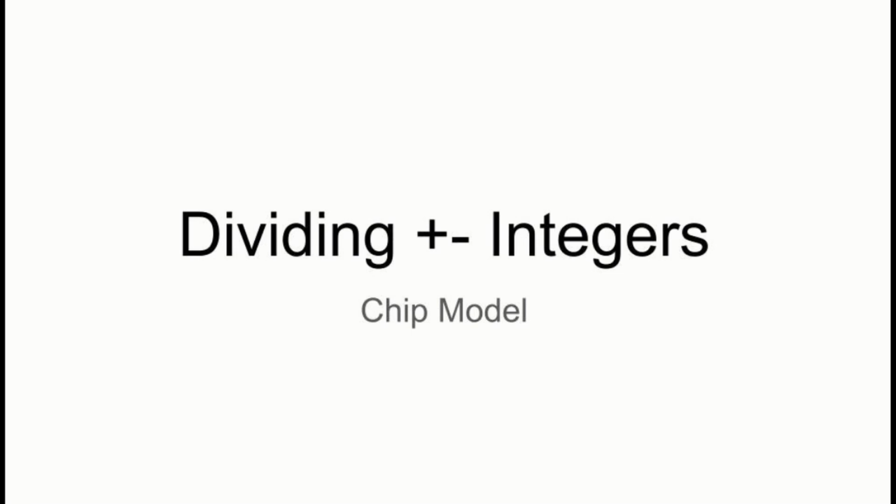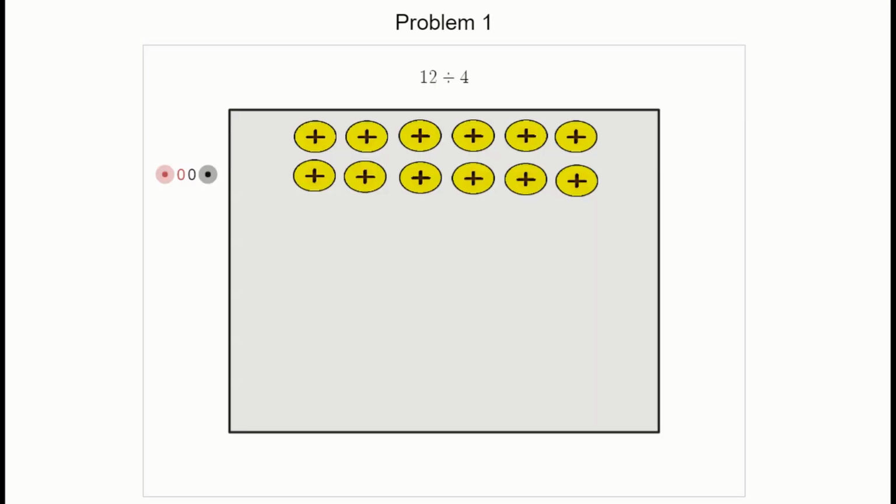Dividing positive and negative integers. Problem 1. 12 divided by 4. The way I like to think of this problem is in terms of objects and groups. So for me, what this problem is telling me is, if I start off with 12 objects, how can I evenly sort them into 4 groups? So let's go ahead and first make 4 groups.